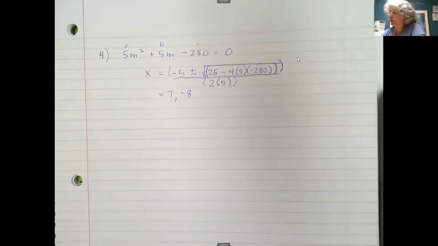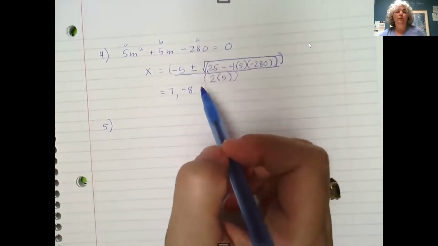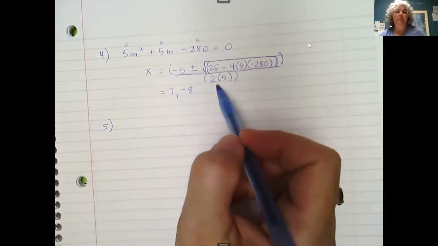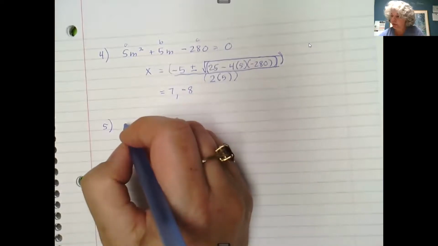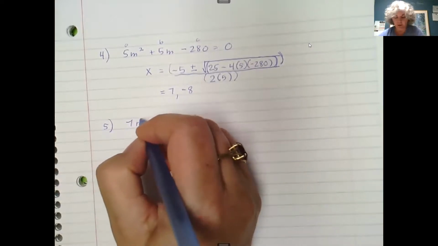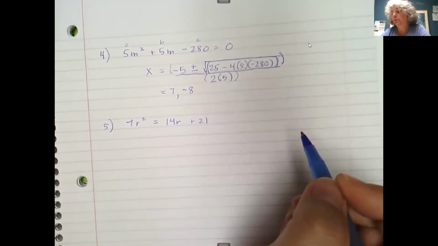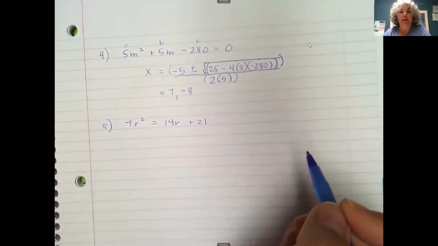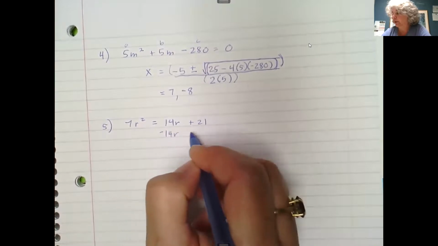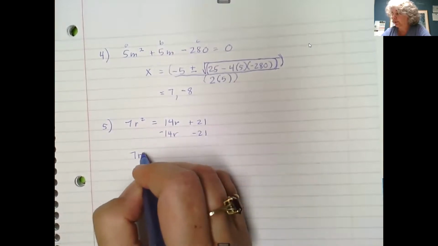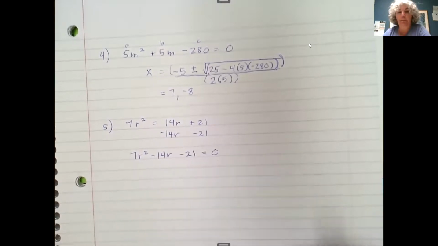All right, let's try another one, number 5. On the assignment, you're going to be using the quadratic formula, and I would like to see that you have plugged this in and simplified. All right, let's try this one. That's 7r squared equals 14r plus 21. So this one has to be set equal to 0 first, unlike the rest that came before. So in order to set this equal to 0, I need to subtract 14r and subtract 21. So I have 7r squared minus 14r minus 21 equals 0.